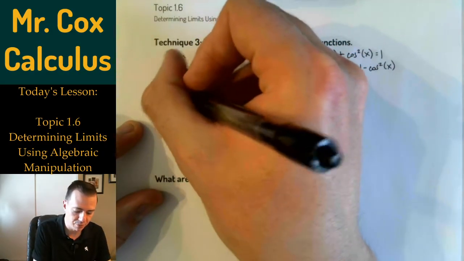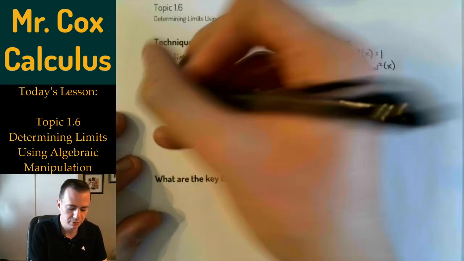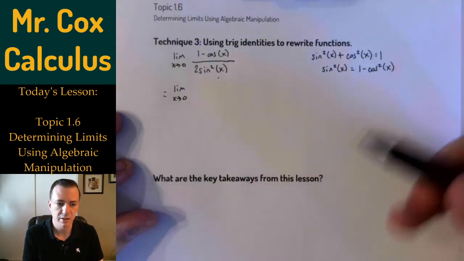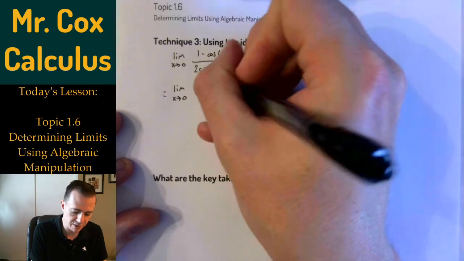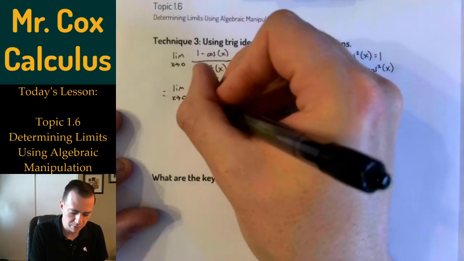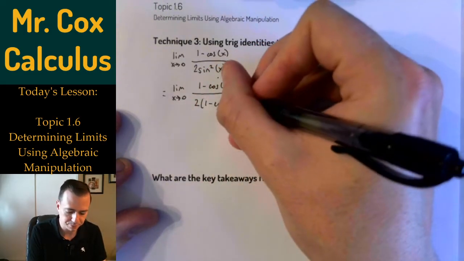And so now I'm going to rewrite this function letting sine squared of x equal 1 minus cosine squared of x. Again, notice the limit notation is still there. The limit notation is going to be there until I actually evaluate the limit. So I still have 1 minus the cosine of x in the numerator. My denominator is 2 times 1 minus cosine squared of x.